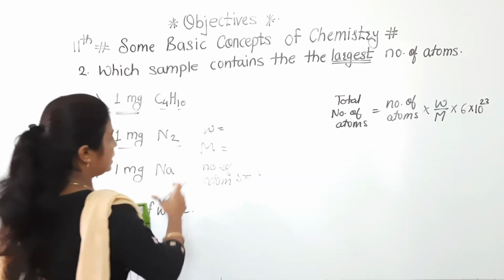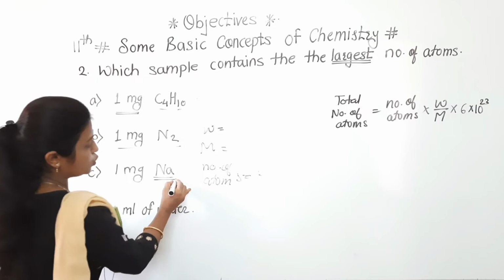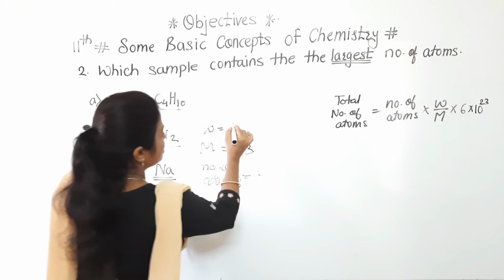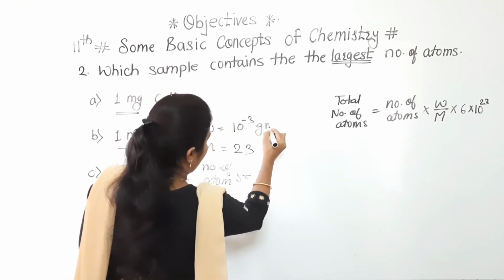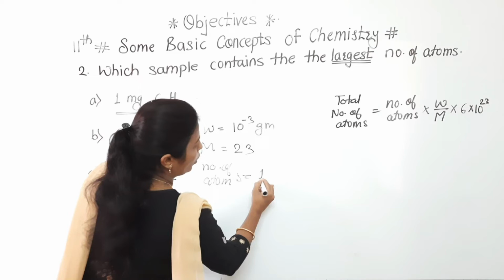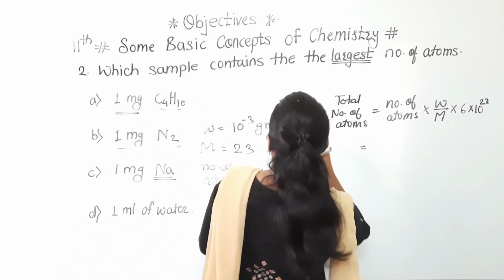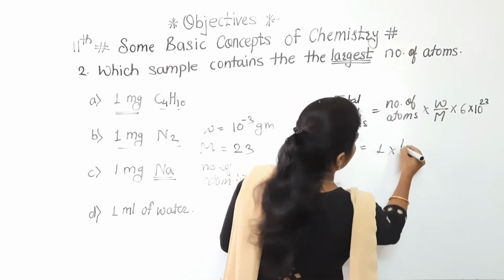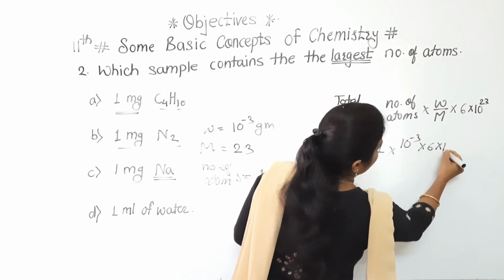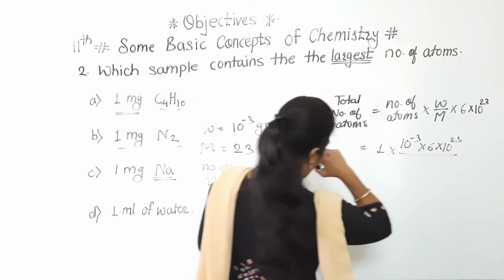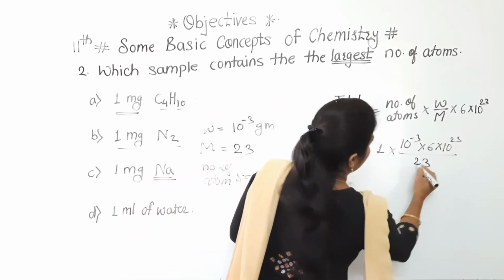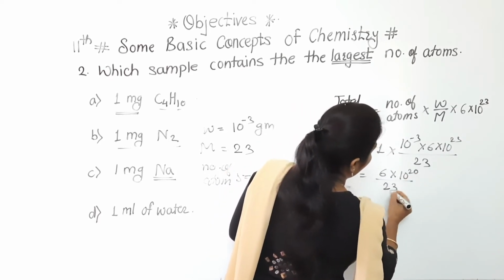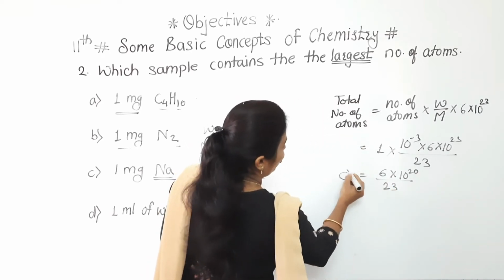Now what about this C? Here 1 milligram of sodium. Sodium's atomic mass is 23. 1 milligram is there, meaning again 10 raised to minus 3 gram. The number of atoms is only 1. So putting in all these values, the number of atoms is 1 into W, W is 10 raised to minus 3, into 6 into 10 raised to 23, divided by how much? 23. So simply 6 into 10 raised to 20 divided by 23. This is the answer for option C.